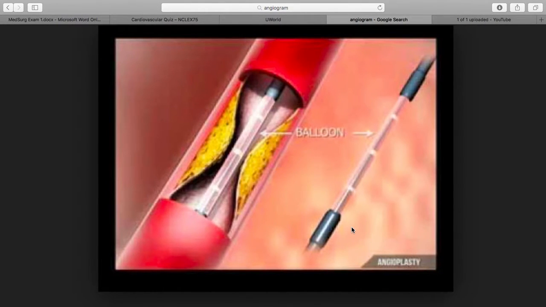So, what is angioplasty? Angioplasty is basically, as you see in this picture, a balloon catheter that is inflated within the artery and left in there to allow patent blood to flow through the artery and to the heart.